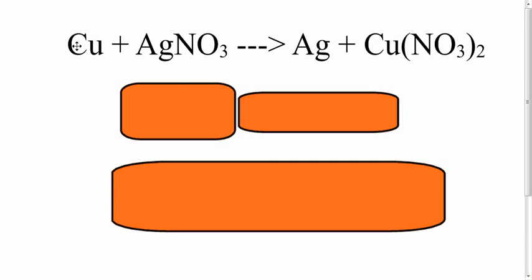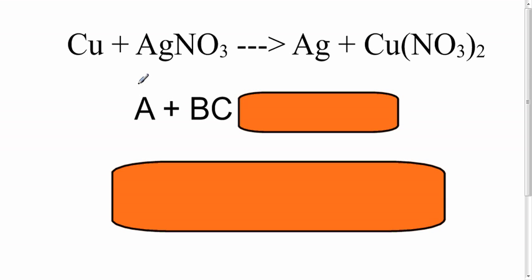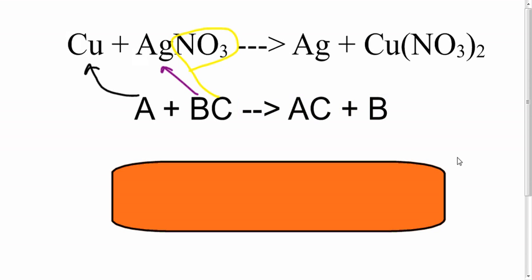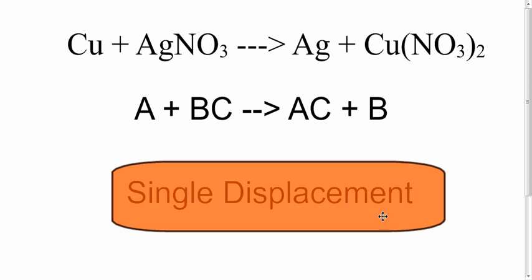Now, I've got one element and a compound, A plus BC, forming AC and B, where the C part is the nitrate, and you can see the silver gets on its own, and the copper combines with the nitrate. That's what makes this a single displacement reaction. And that's it.